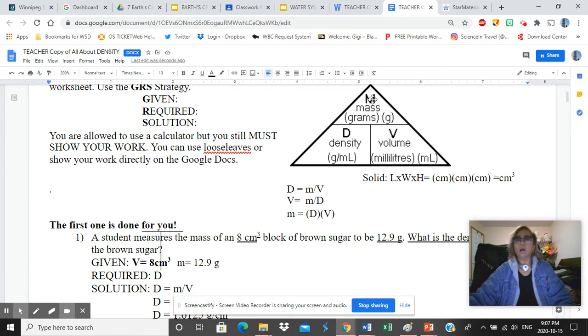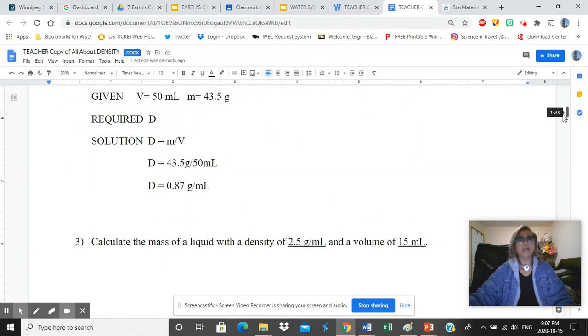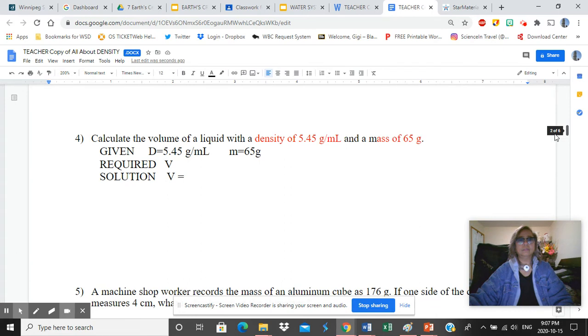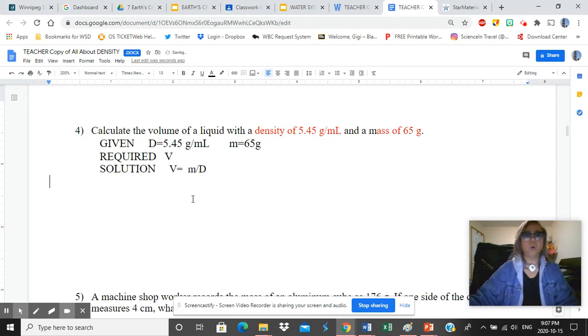Cover the V, you come up with M over D. So I might as well just copy this, right? So Control C to copy, and then Control V so that you can paste it. Control V. So I now have this. So I'm ready now to plug in the values.